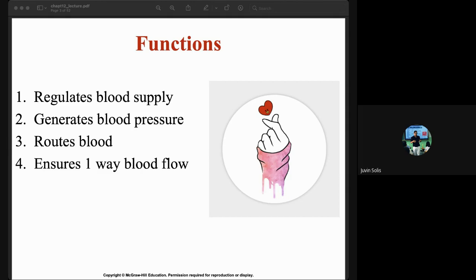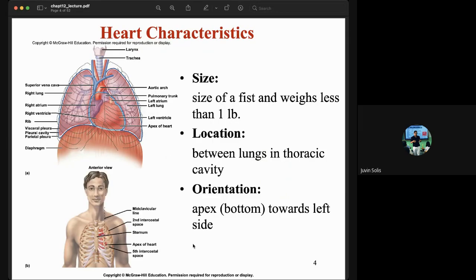Now, the next one here is we will be talking about your heart characteristics. So please find time to read this one for a while. Okay, so let's go back.